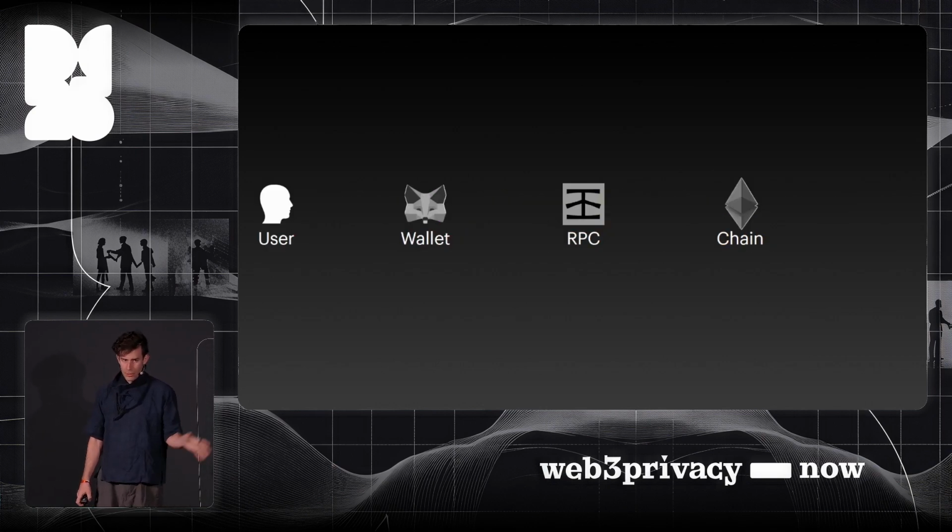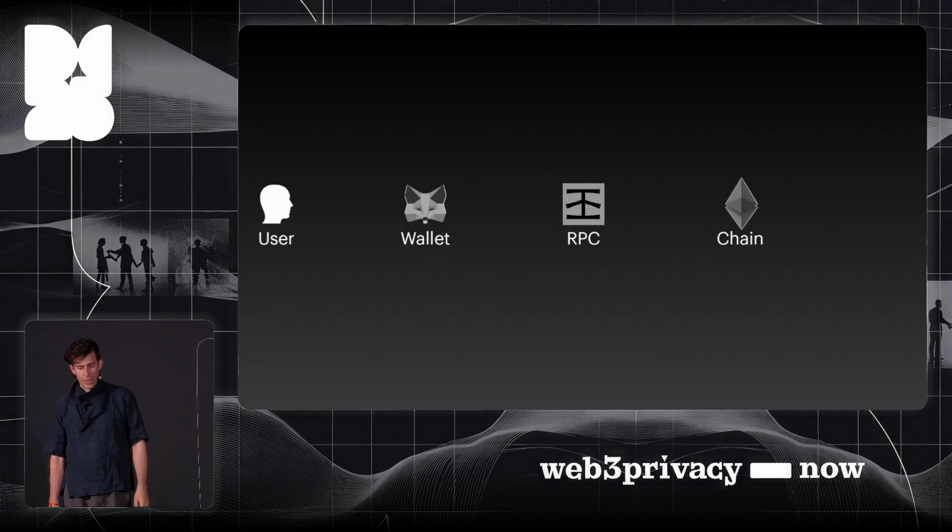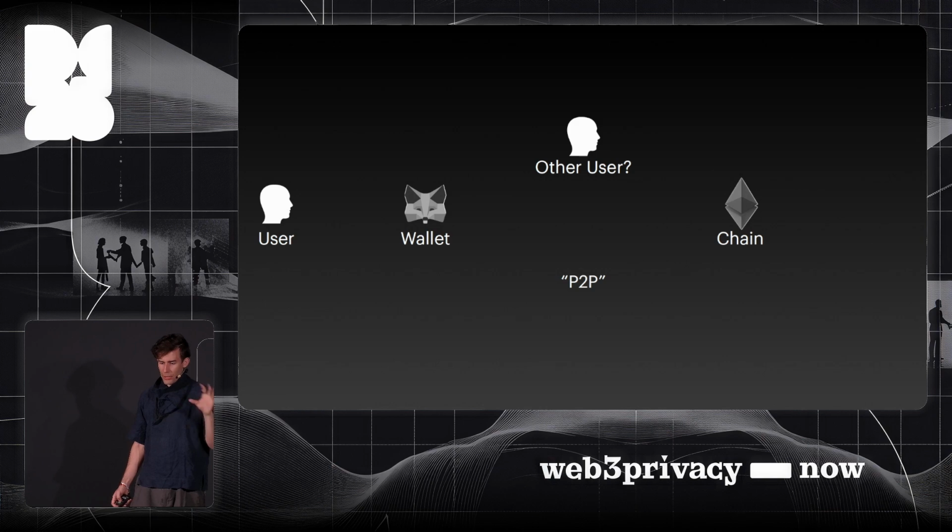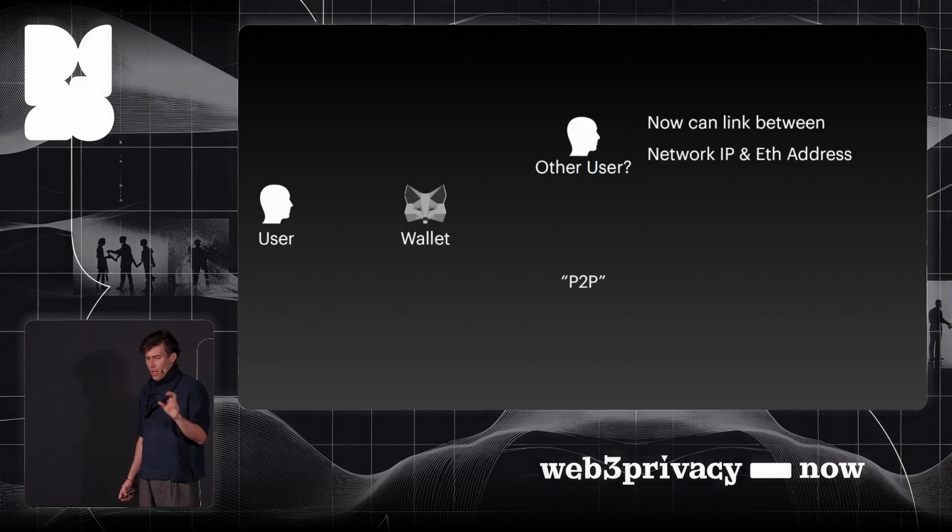So let's break this down a little bit into what this chain looks like. The user is using some dApp, which goes back to an RPC provider, which gets them to the chain. And we're concretely asking, can we take this choke point that is the RPC provider and turn it into other users that route us back into the chain? And so what's the thing we're really scared about? It's that now these other users can link my network IP address back to my activity.